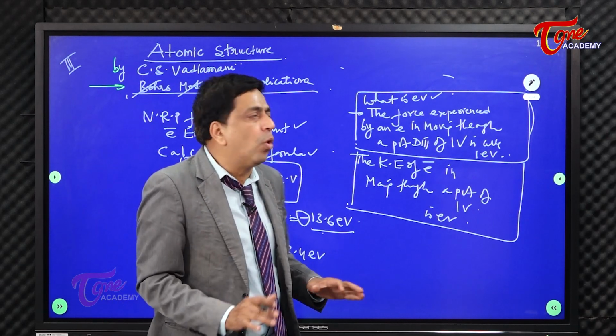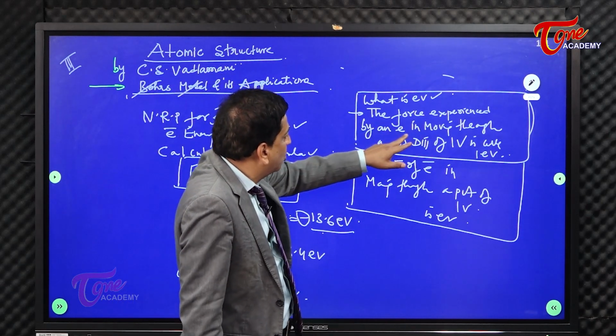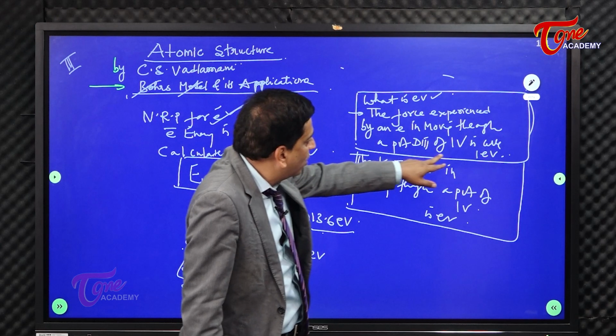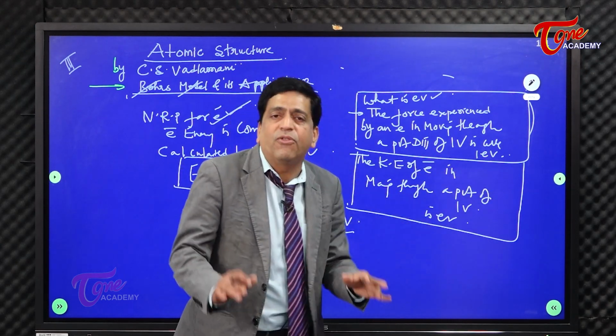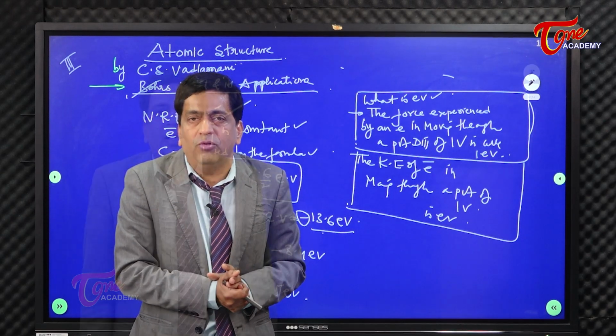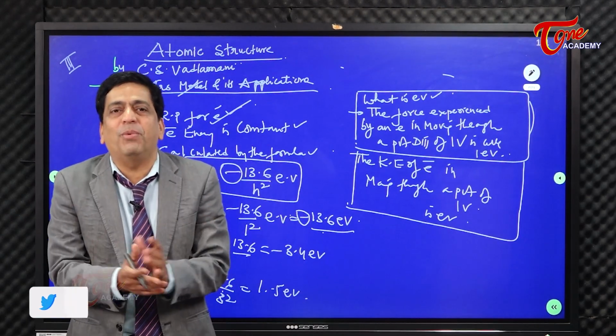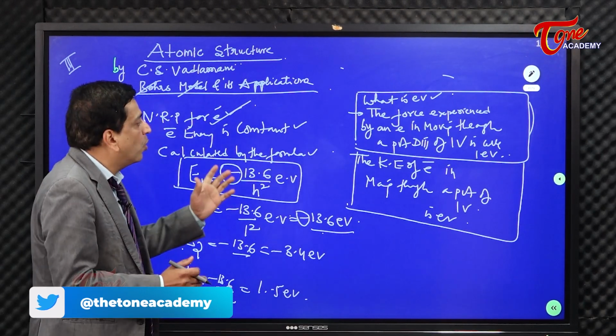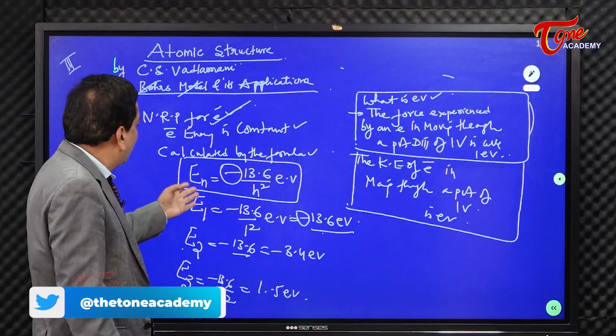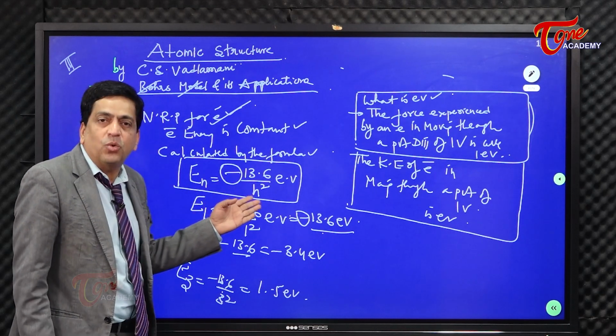And what is an electron volt? It's nothing but the force experienced by an electron in moving through a potential difference of 1 volt, or otherwise the kinetic energy of the electron in moving through a potential of 1 volt. You must understand this. So when you are actually proposing non-radiating paths, the obvious question was how to calculate energy, and here is the energy equation. En is minus 13.6 by n square electron volts.